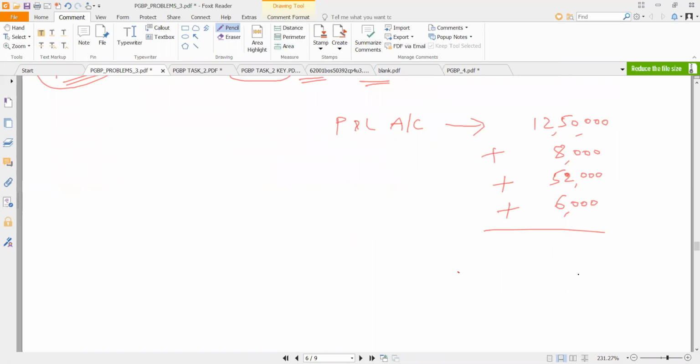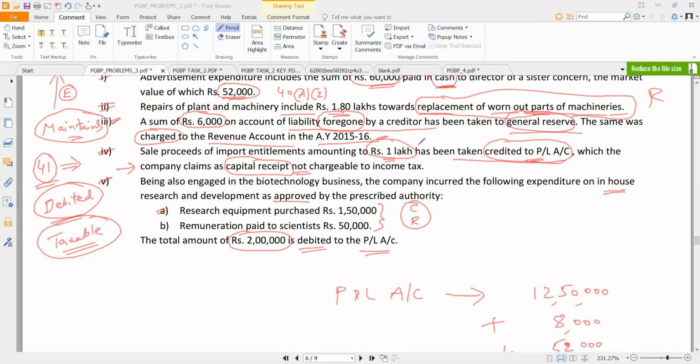So that's all. Simply, what is the income of this company now? PGBP income of the company: 12,50,000 plus 8,000 plus 52,000 plus 6,000. What is the total? 13 lakhs 16,000. That's it. That is the answer for this question number 6.